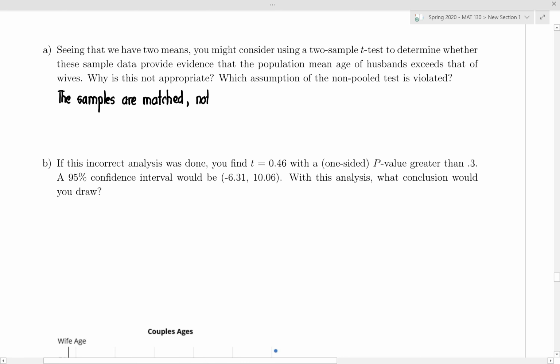Not independent. So that's why we cannot proceed with the pooled t-test, because we can't just take one random sample of husbands and a random sample of wives and compare them. We're trying to find whether the age of the husband exceeds that of the wife for a particular couple, not the ages of all husbands versus the ages of all wives. So the samples are matched or paired and not independent. That's why we cannot use the pooled t-test. That's the assumption that is violated.